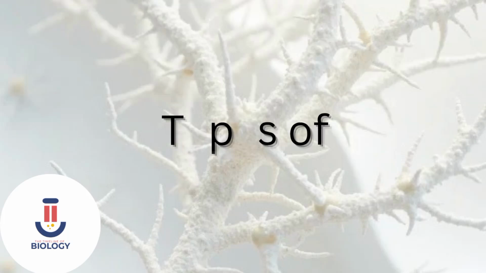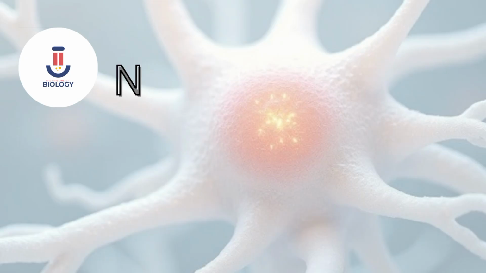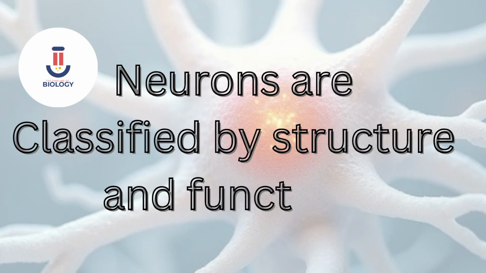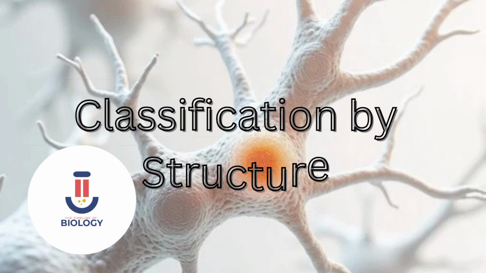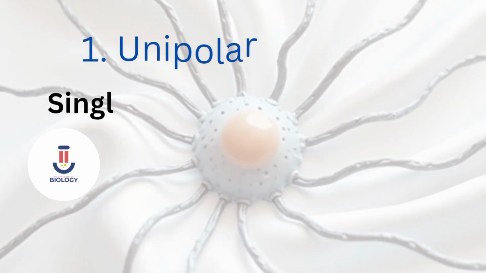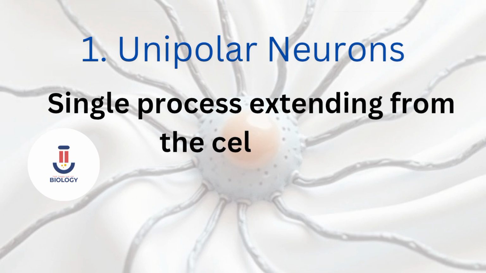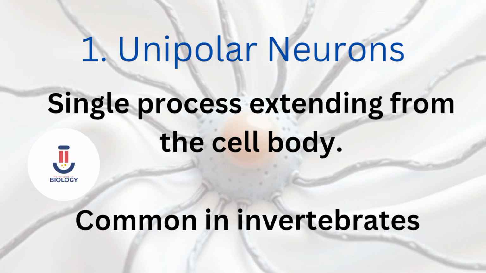Types of neurons. Neurons are classified by structure and function. Classification by structure. Number 1 is unipolar, single process, extending from the cell body, common in invertebrates.